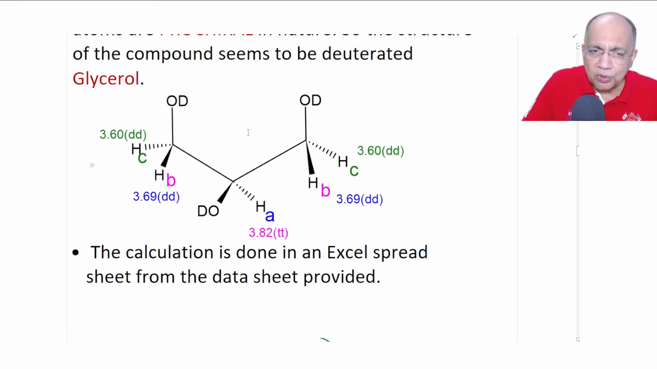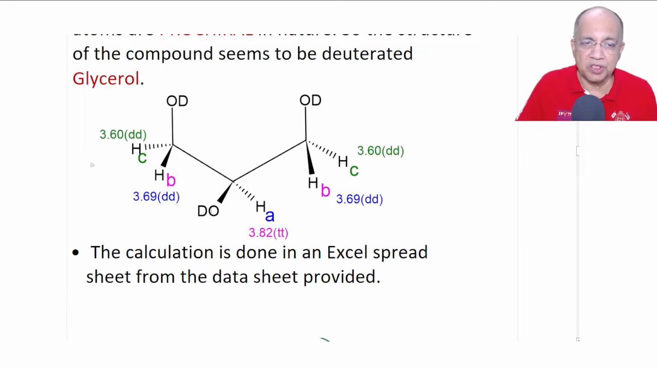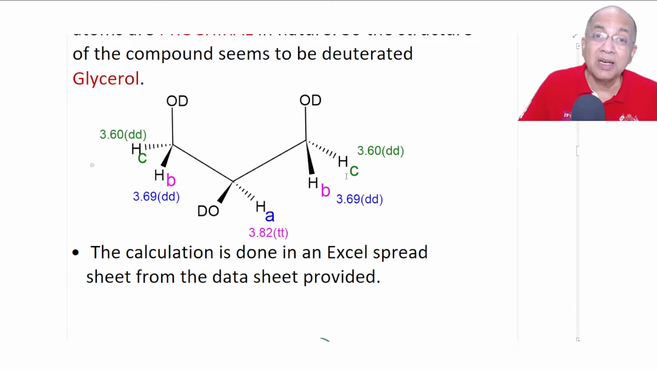Now, this one is OD. This is HA. It is 3.82 TT. Why is it TT? Because it has two different coupling constants. One coupling constant with HB, and these HB are equivalent. These HC are equivalent under symmetry operation, plane of symmetry, at the midpoint passing through this carbon, this OD, and this HA. And interestingly, this CH2, these two protons are diastereotopic.